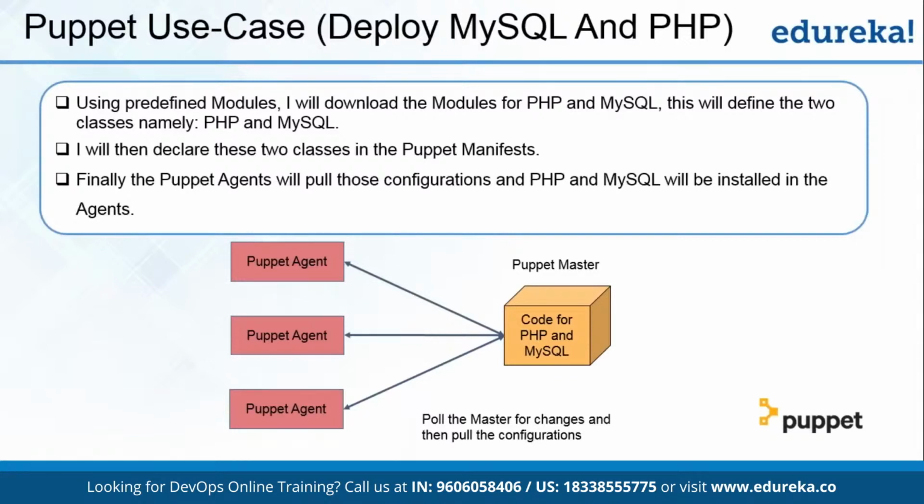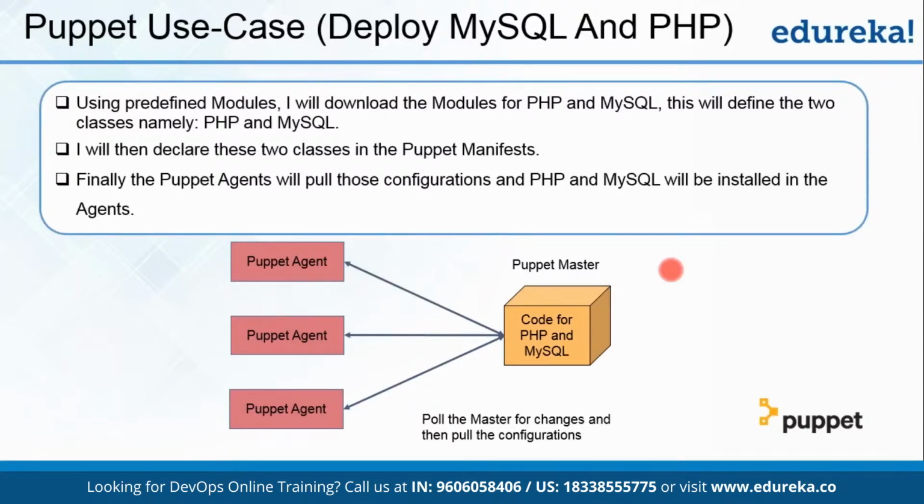For that, I'll first download the predefined modules for MySQL and PHP that are there in the Puppet Forge. Those modules will define the two classes, that is PHP and MySQL. Now you cannot deploy the class directly onto the nodes. So in a Puppet manifest, you need to declare those classes. Whatever class you have defined, you need to declare those classes.